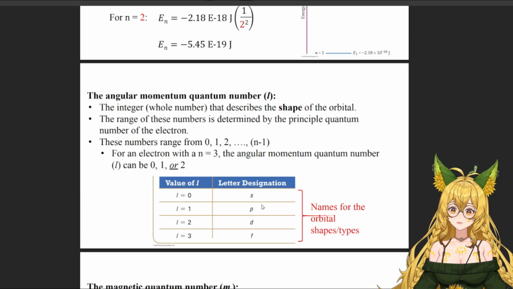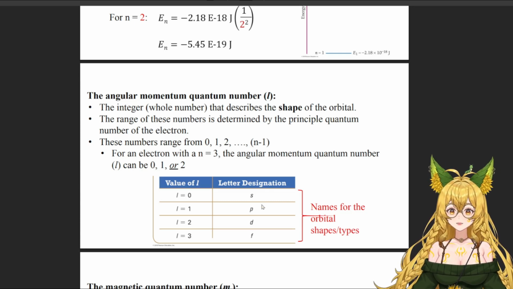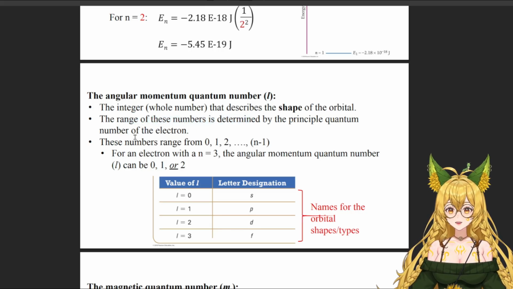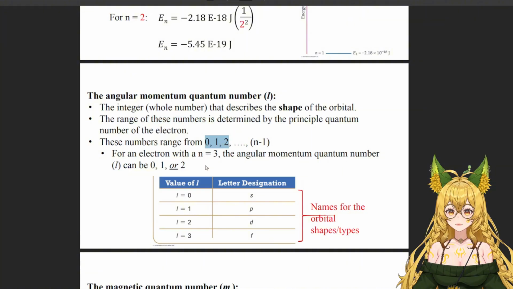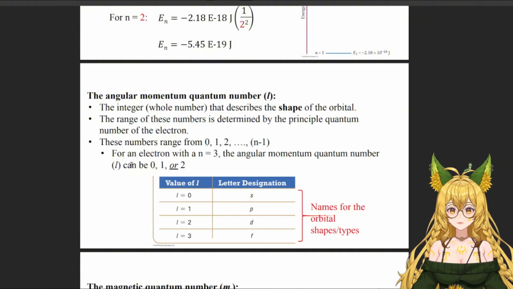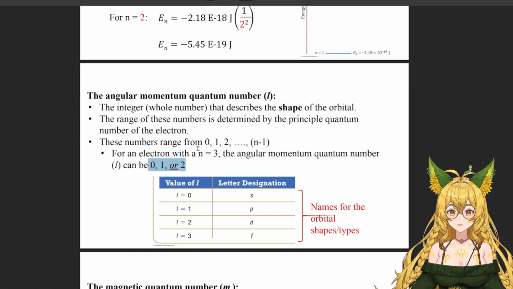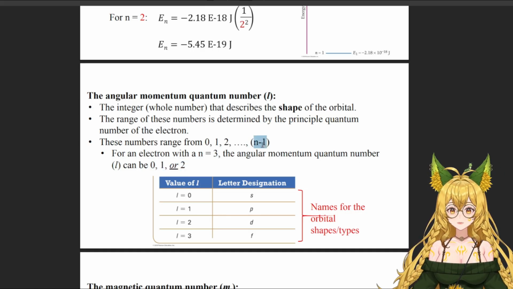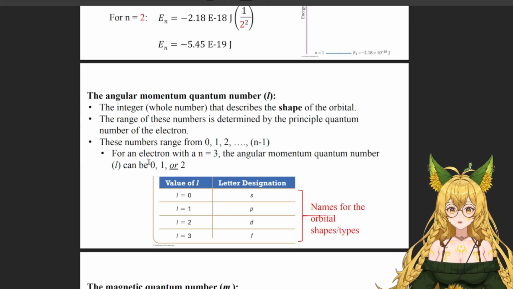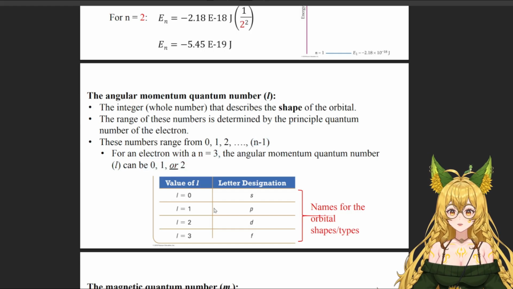P orbitals, there are 3 types of p orbitals, and the range of these numbers is determined by the principal quantum number of the electron. These numbers range from 0, 1, 2. For an electron with n equals 3, the angular momentum quantum number can be 0, 1, or 2 because it is going to be n minus 1. So if n is 3, n minus 1 is 2, so L can be 0, 1, or 2.